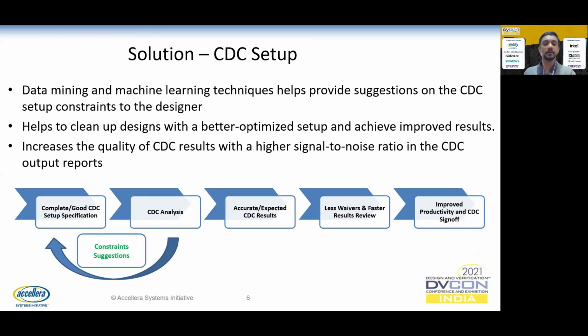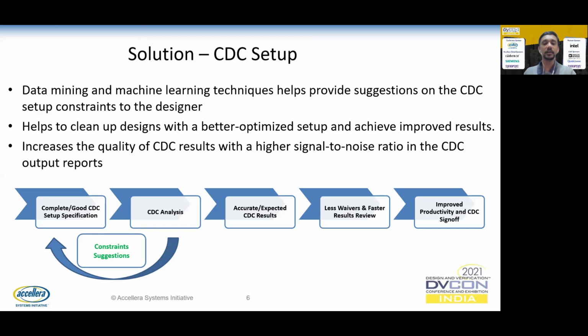Solution to CDC setup. This slide captures the flow and methodology of how the complete or good CDC setup specification leads the CDC analysis to produce accurate and expected CDC results. This will reduce the effort of waiver specification and speed up the CDC results review, which directly improves the designer's productivity and decreases the CDC sign-off timelines.